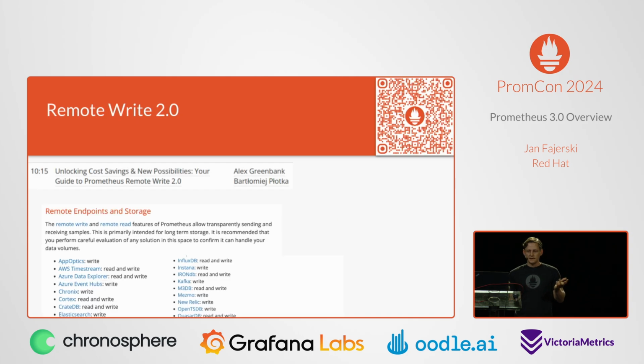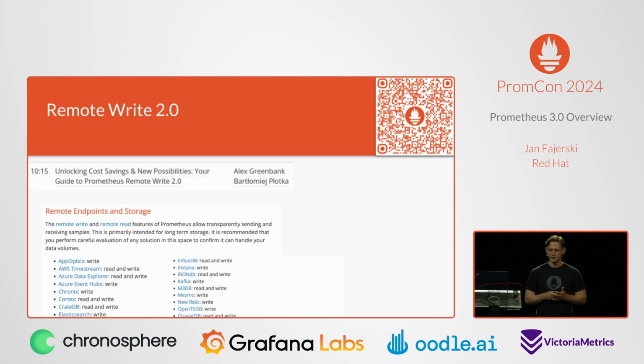Okay, remote write. If you've been following the repo, Prometheus remote write 2.0 merged a while ago. Remote write, of course, is the recommended way to export data to other systems. Usually that's recommended if you want to do long-term storage of Prometheus metrics. There's a list of compatible endpoints here just from the website.